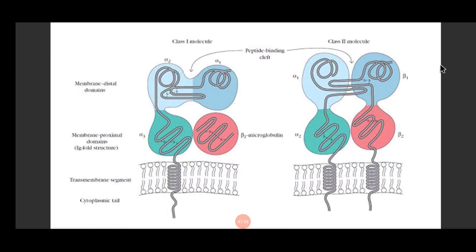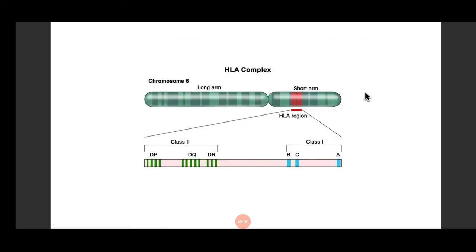And how are these alpha proteins and beta proteins synthesized? There are genes for these proteins. They are present on the short arm of chromosome 6. This is called the HLA complex or HLA region. In this region, there are 3 genes, A, B, C for class 1 MHC molecule, and there are genes DP, DQ, DR for class 2 molecules. And one thing you should remember is that these genes can separately form different alpha and beta chains.